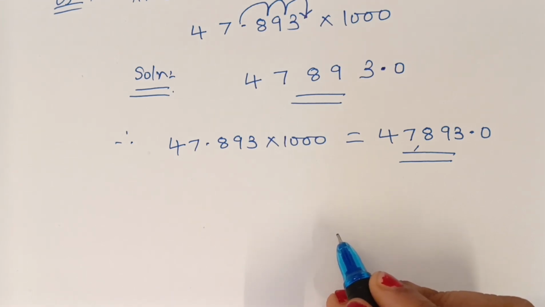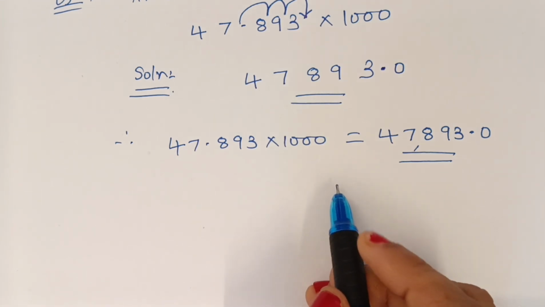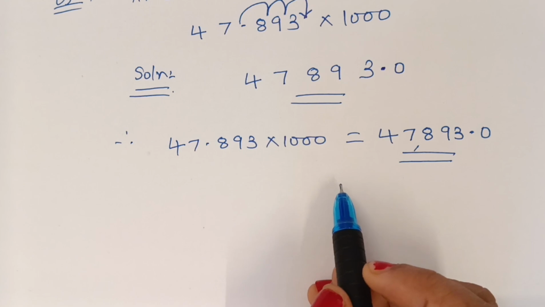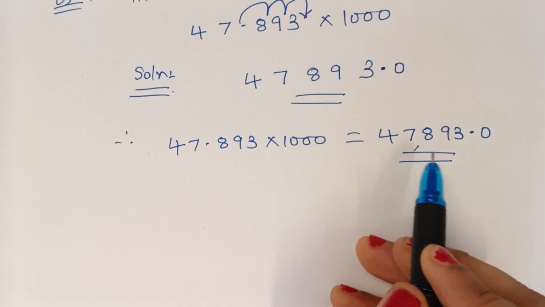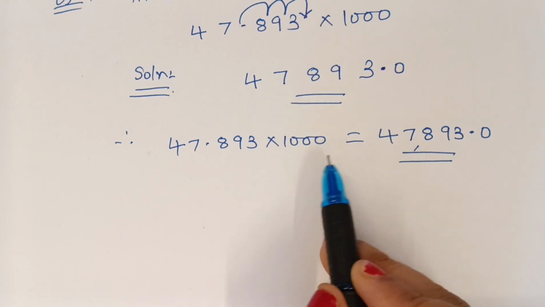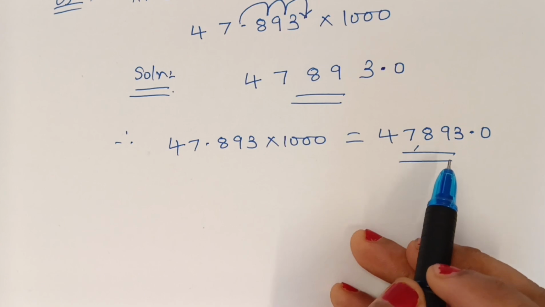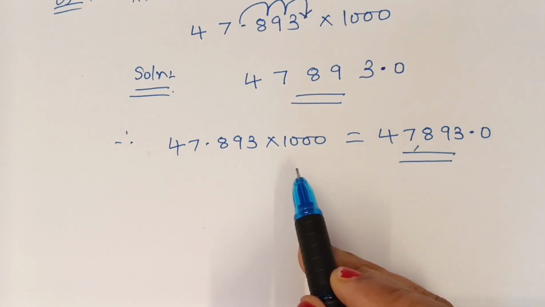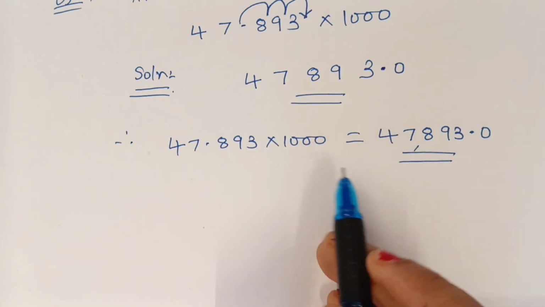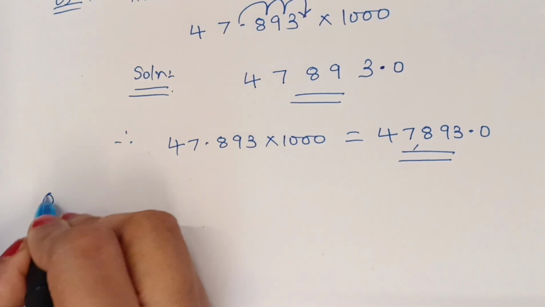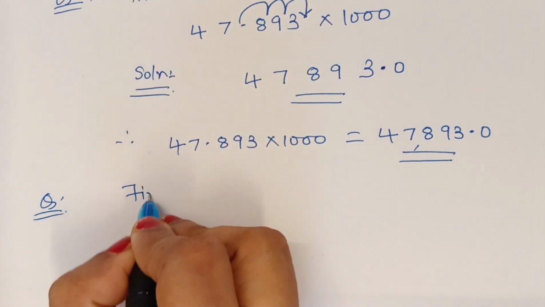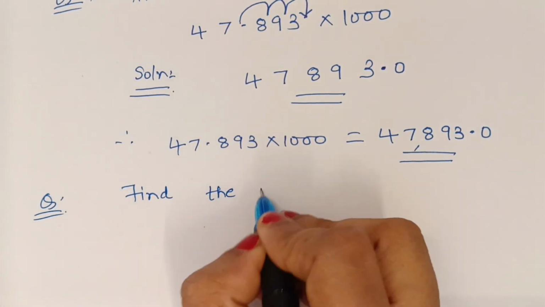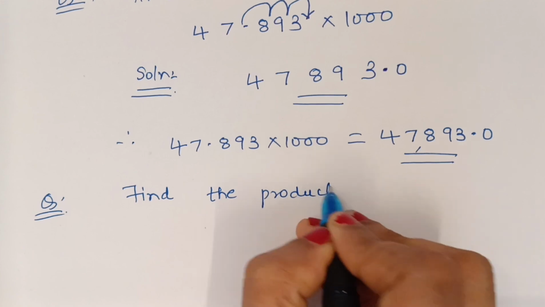So in this way we have learned the 3 patterns to multiply a decimal by multiples of 10. That is, in the first pattern multiplied by 10. Second pattern, decimal number is multiplied by 100, and in the third pattern decimal number is multiplied by 1000. Now let's see a few questions. Find the product.